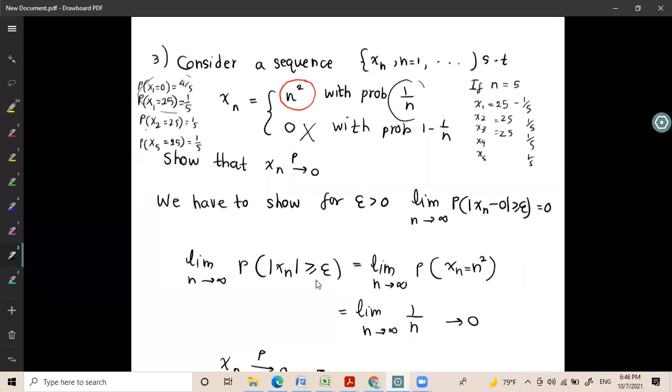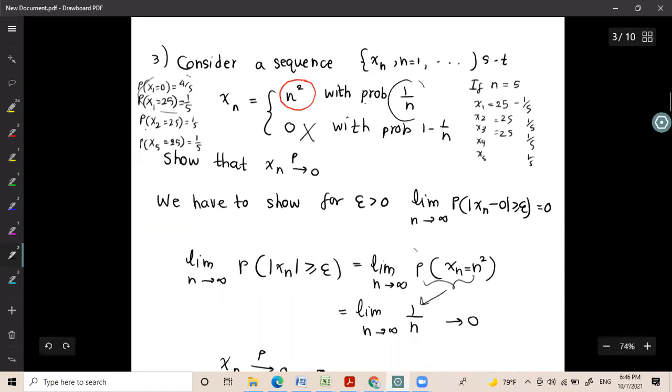So you can write this. This is the same as the probability Xn equals n square. And what is this probability? It's probability 1 over n. So this probability is simply 1 over n. And when n goes to infinity, 1 over n goes to 0. Okay, so I think that's clear.